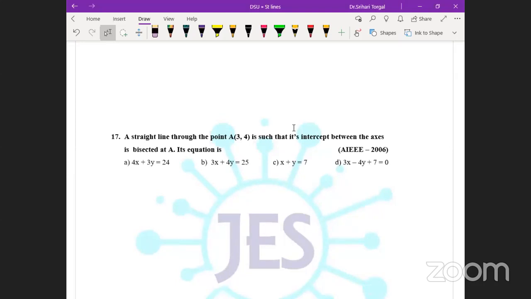Question number 17. A straight line through the point A (3, 4) is such that its intercept between the axes is bisected at A. Its equation is... No, option C is not the answer. No, because they are telling that it is equal intercept. Option B is not the answer. Option C, D no, A is the answer.